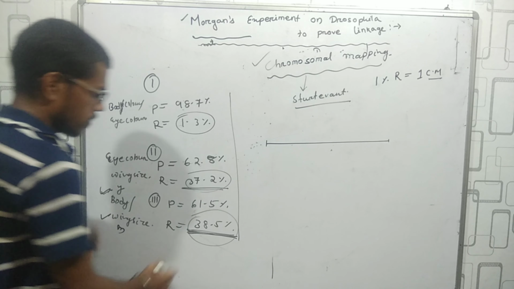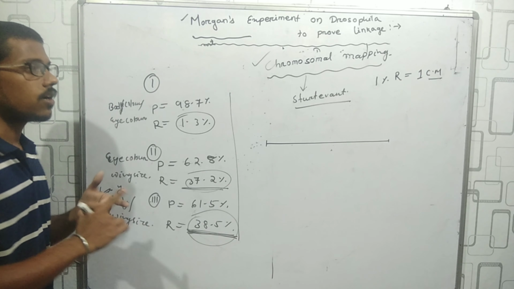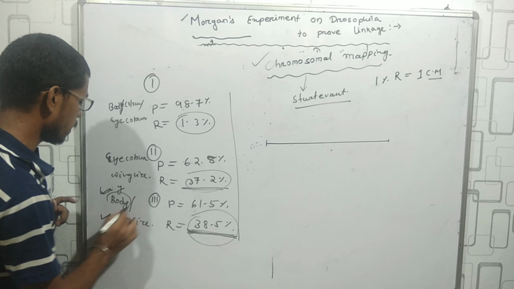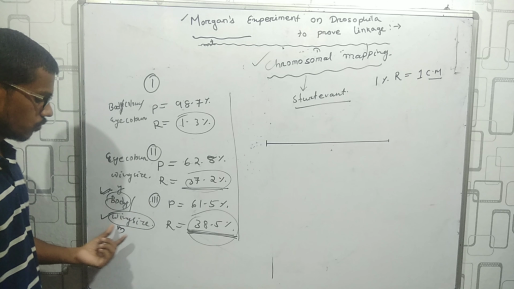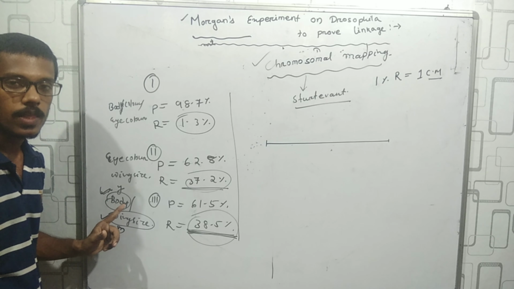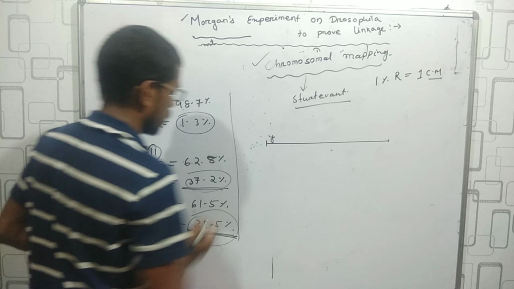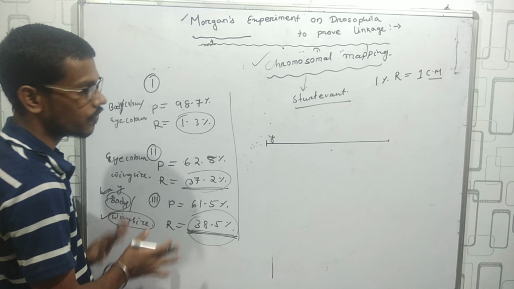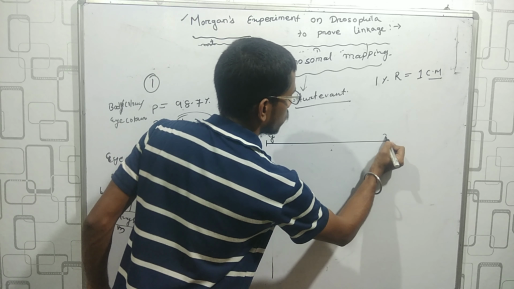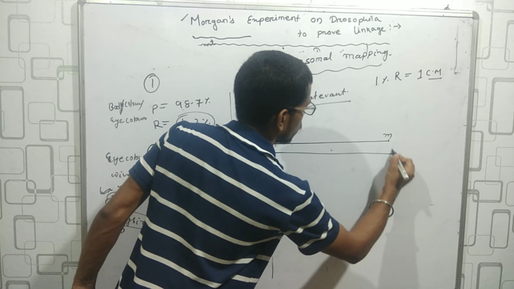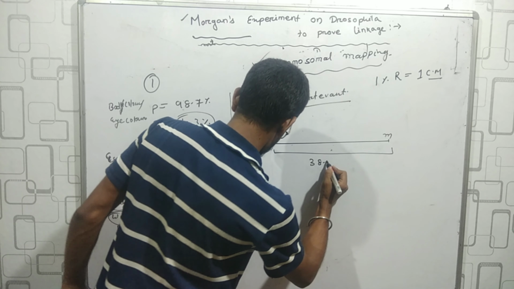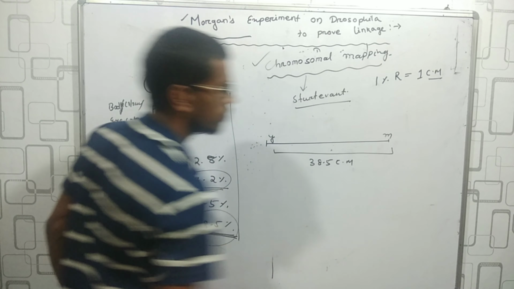Here 38.5% means the gene responsible for the body color and the gene responsible for the wing size, that is small y and small m, have a distance of 38.5 centimorgan between these two genes.